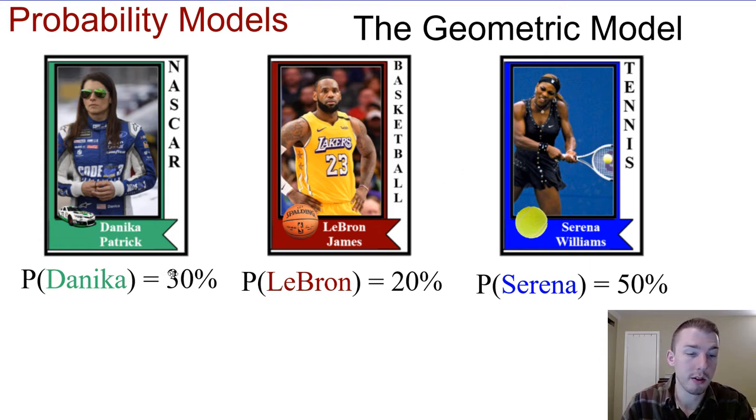So let's say that 30% of cereal boxes have a Danica Patrick in them, 20% have a LeBron James, and all the rest of them have Serena Williams, which would be 50%. So we want to answer questions like, for example, how many boxes would we expect to have to open before we find our first LeBron James card?